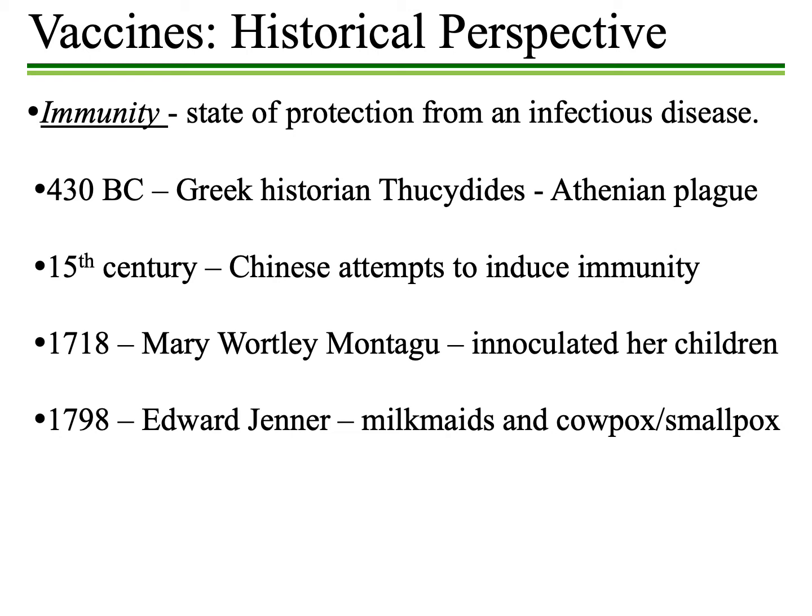For example, the Greek historian Thucydides described what was known as an Athenian plague. Now, in this particular case, what he documented was that individuals who recovered from this particular plague, basically they didn't die, would be able to nurse the sick and not get sick again. And so this was something that was very interesting and was sort of one of the first documentations of that phenomenon.